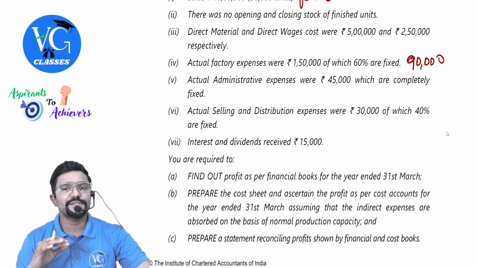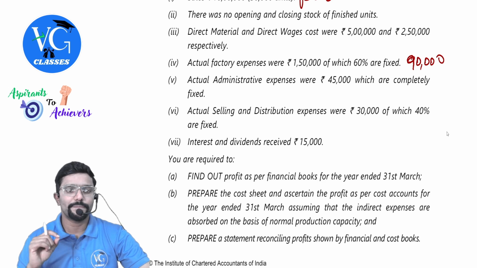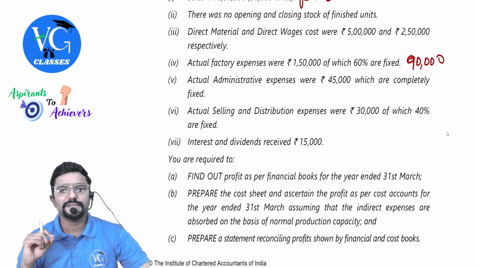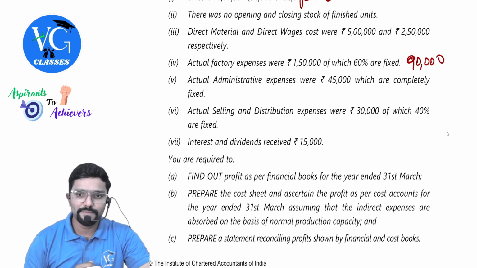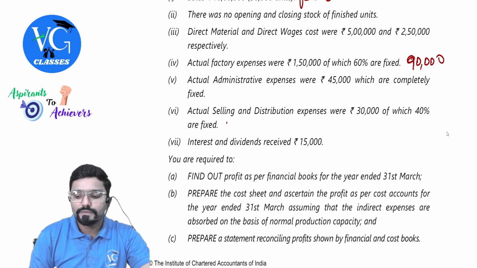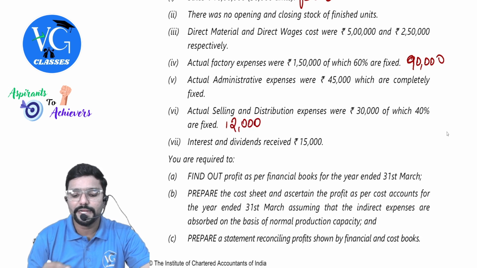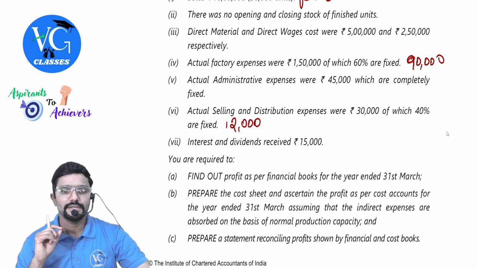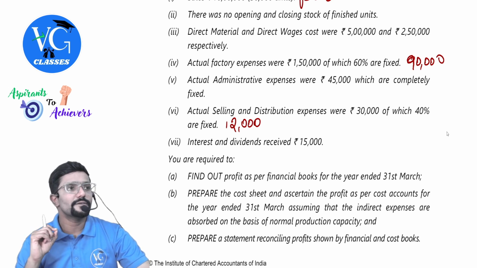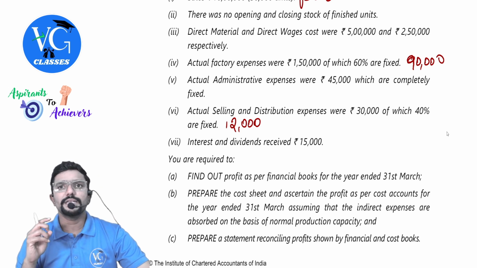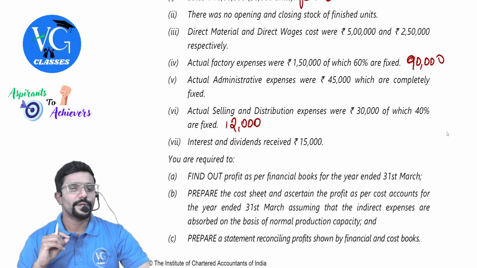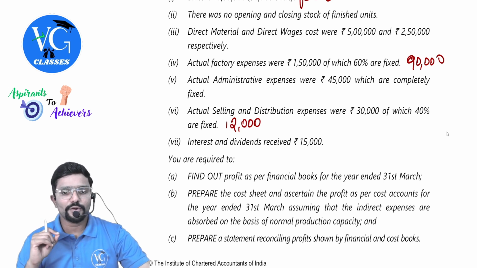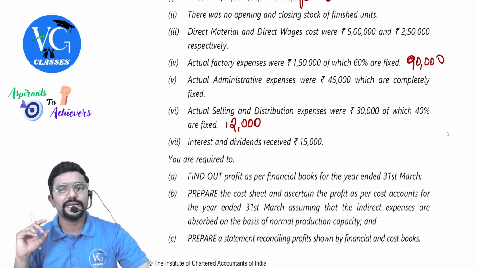Actual administrative expenses were 45,000, which are completely fixed. Actual selling and distribution expenses were 30,000, of which 40% is fixed. That means it comes to 12,000. 12,000 is fixed, remaining 18,000 is variable. Interest and dividend received is 15,000. Pure financial income. You are required to find out profit as per financial books for the year ended 31st March.